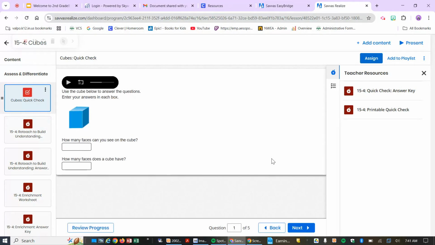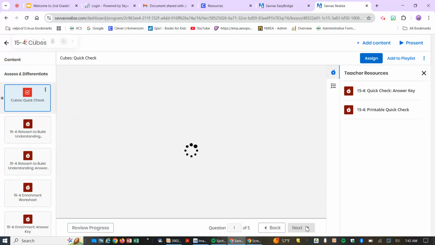Use the cube below to answer the questions. Enter your answers in each box. Make sure you're reading or listening carefully so that you are answering these questions accurately. How many faces can you see on the cube? How many faces does a cube have? These 2 numbers are different. This one's asking how many can you see? This one's asking how many do you know a cube has?